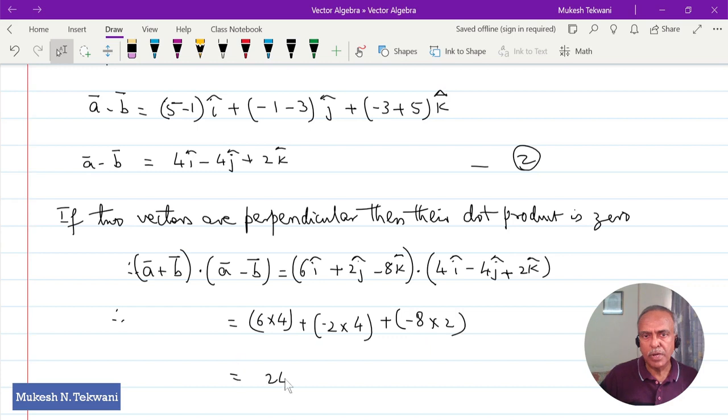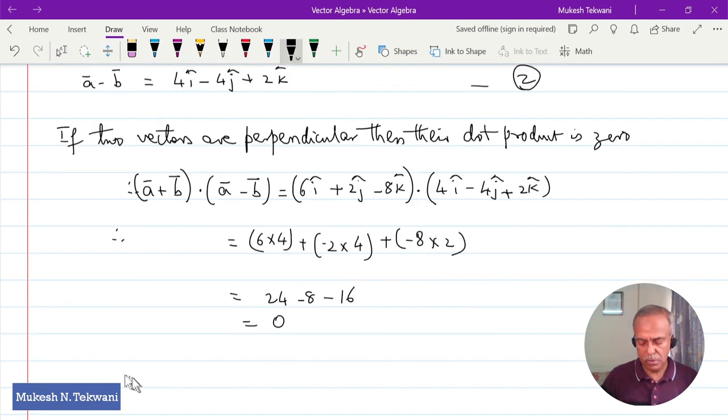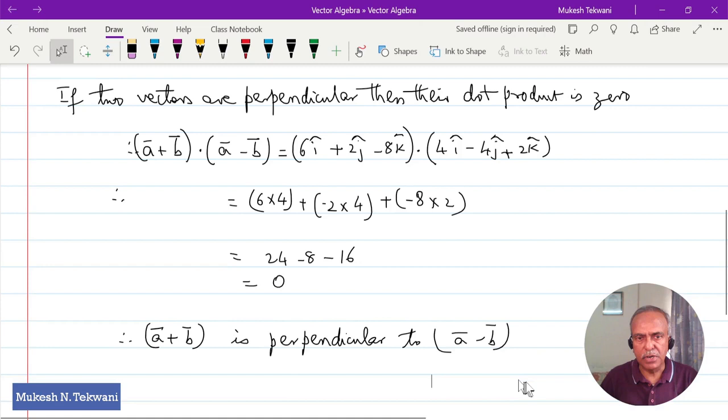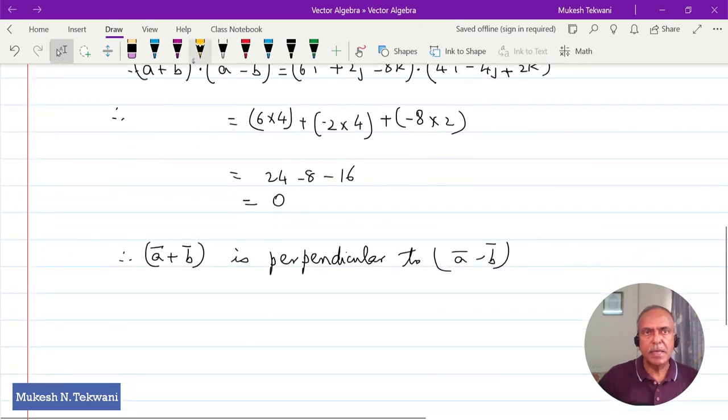That is equal to 24 minus 8 minus 16, which is equal to 0, and therefore vector A plus vector B is perpendicular to vector A minus B. So here is our result, which we can use for other similar examples.